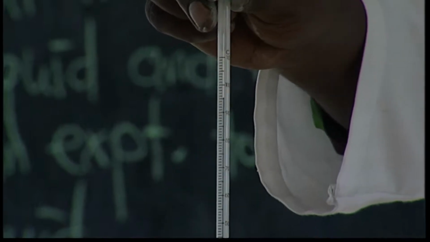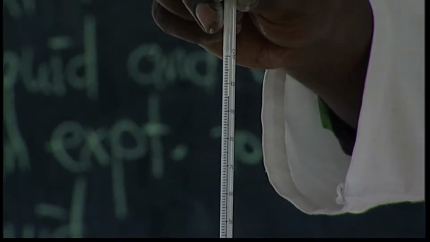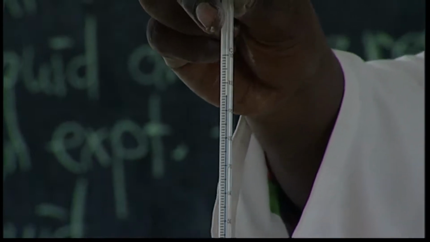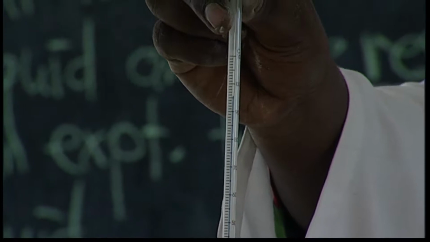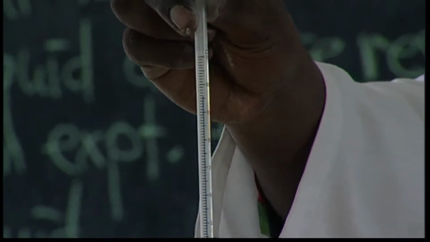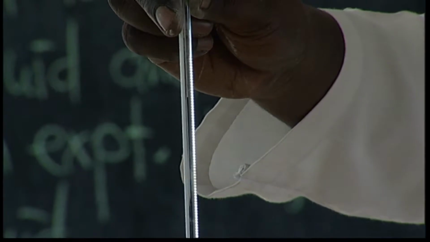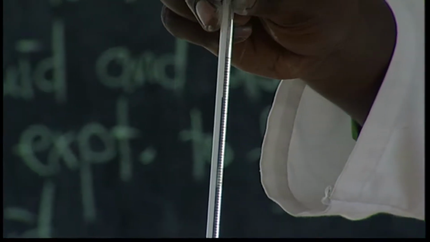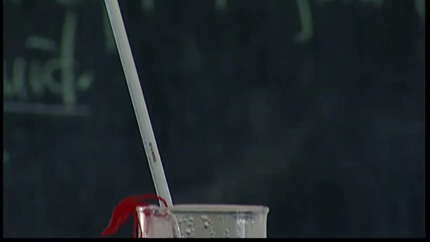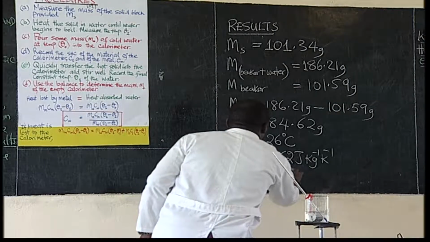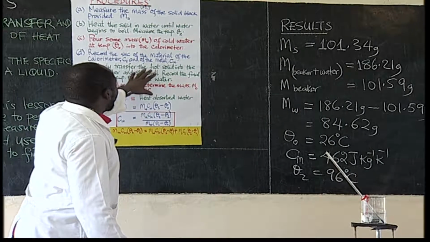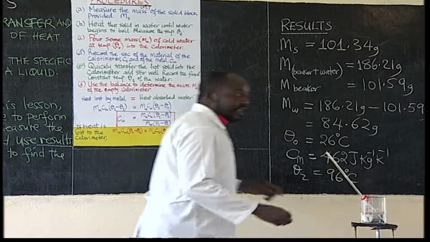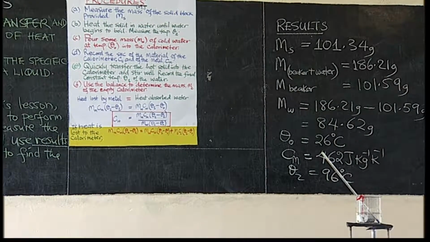We don't need the water to boil at 100. Let's stop there so that we can move faster. Are you able to see it for one last time? Right now, it is 96 degrees Celsius. So I will record it quickly as theta 2 is equal to 96 degrees Celsius. Now they are telling us here, quickly transfer the hot solid into the water in the calorimeter. So we have to do it very quickly.